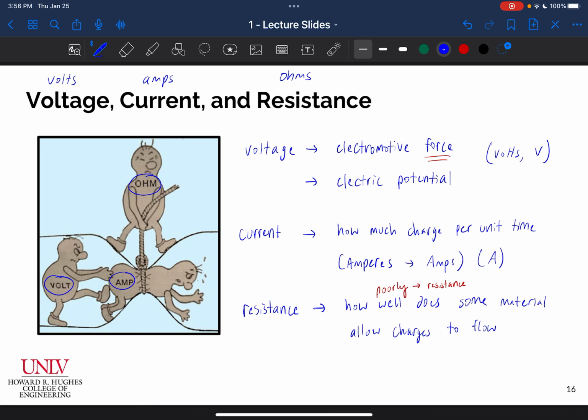That means it's not very resistive. And if something is very resistive, that means it's not very conductive. So they're inversely related. I'm going to wrap this video up here. Just wanted to give a little overview of this graphic, and then in the slides to follow, I'm going to go a little bit deeper into current, voltage, and resistance using some of my own figures.